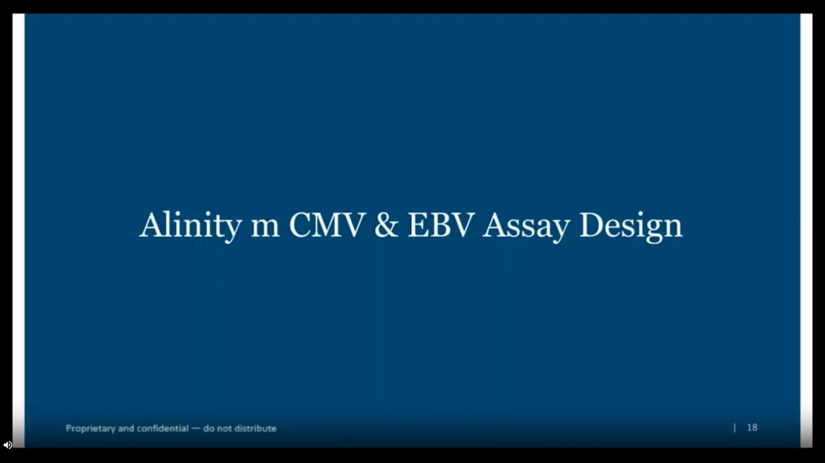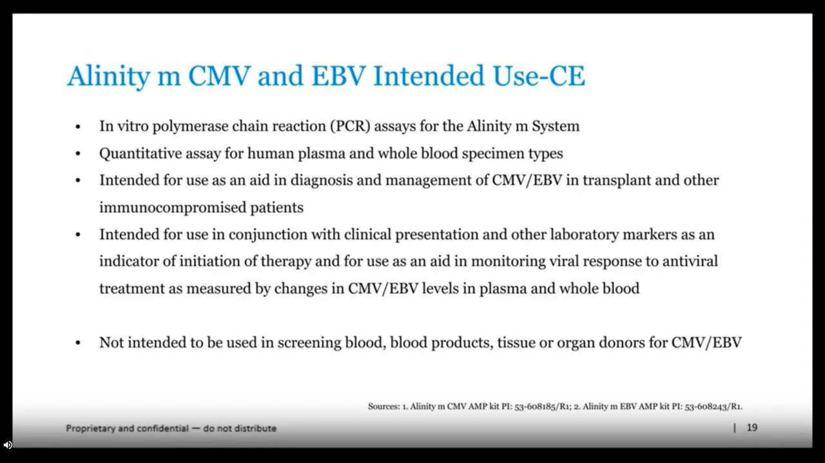Okay, now we're going to dive into some of the specifics about the Alinity M CMV and EBV assays. We'll start first with the EBV assay design. Both tests are in vitro polymerase chain reaction tests, quantitative assays that can be used on both plasma and whole blood specimen types. They are intended for use as an aid in diagnosis and management of both infections in transplant and other immunocompromised patients.